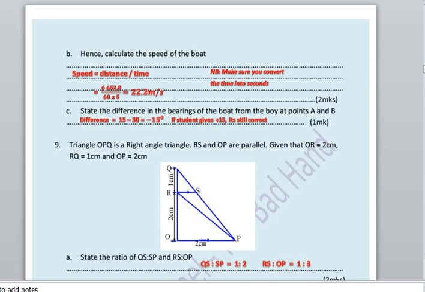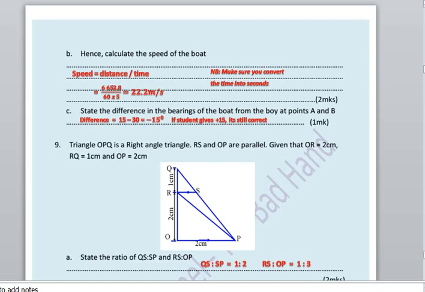State the difference in the bearings of the boat from the buoy at points A and B. Normally, the bearings were, or let me say, the angles of depression. We can use the angle of depression directly, and the difference will actually give us the difference in the bearing. So since they are not interested in the bearing, but the difference, the difference will either be 15 minus 30 degrees or 30 degrees minus 15 degrees, since they have not specified in which direction we should start. So the student gives the negative difference okay as well as the positive difference.